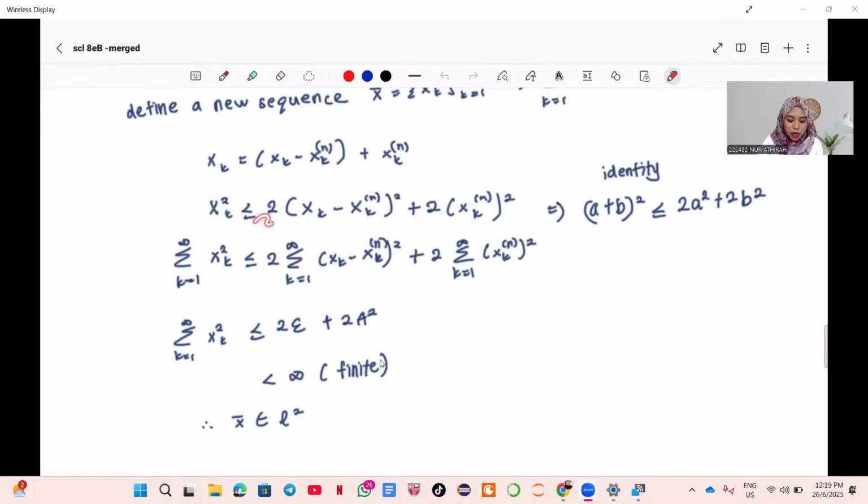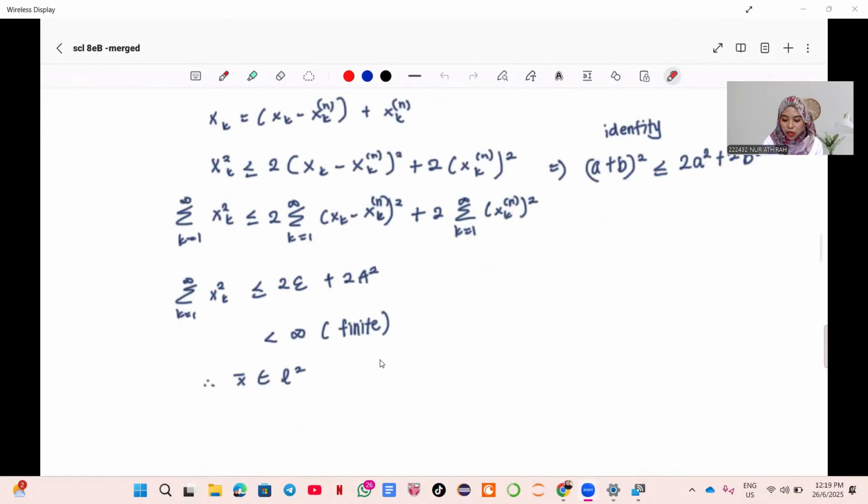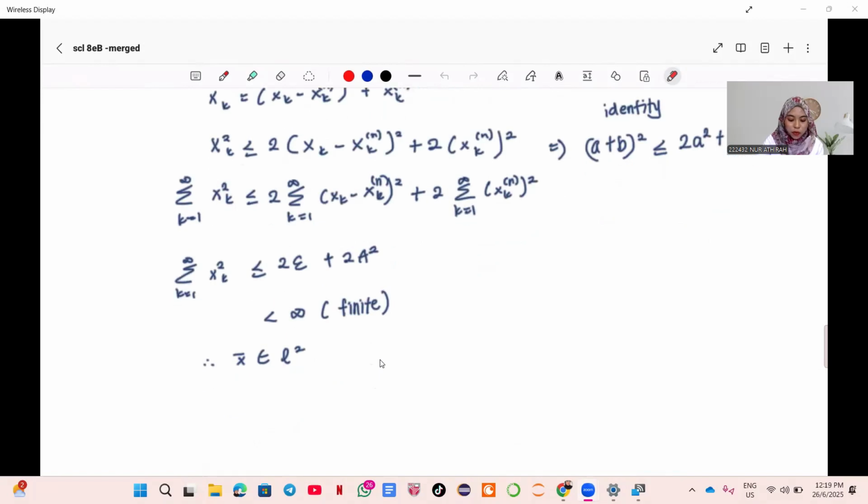So xk squared is less than 2(xk minus xk^n) squared plus 2(xk^n) squared. And then we take the summation for both sides, where the summation is from k equals 1 to infinity. And therefore, we know that xk minus xk^n, which is the x bar minus xn, squared is less than epsilon. Therefore, we got 2 epsilon.